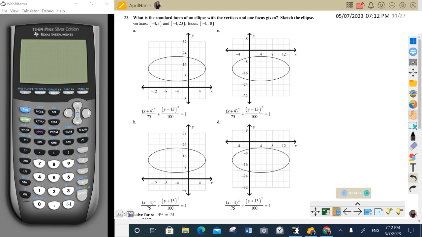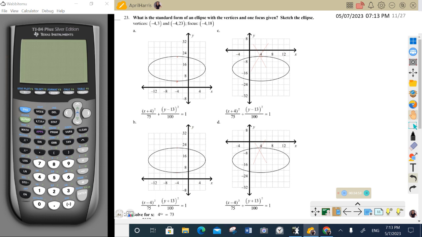Okay, 23 tells you that you have an ellipse with the vertices and focus given, sketch the ellipse. So the vertices, (-4, 3) and (-4, 23). These graphs were off, so we're just going to go with it. (-4, 3), we're going to say is here, but really that looks more like 4, but it's a typo. All right, and (-4, 23), we're going to say is here, and these both have the same graph. This is positive 4, negative whatever, so that's wrong. And this is the same.